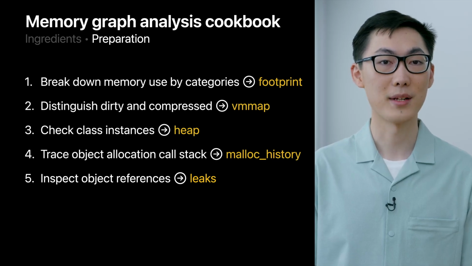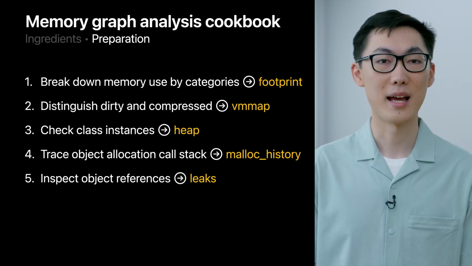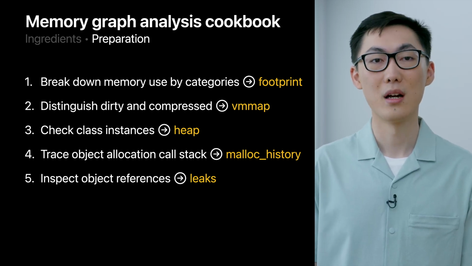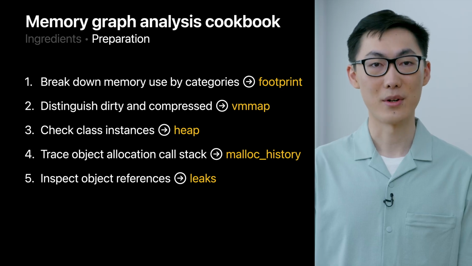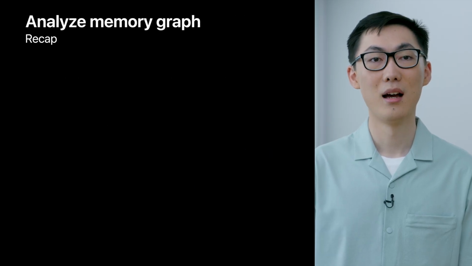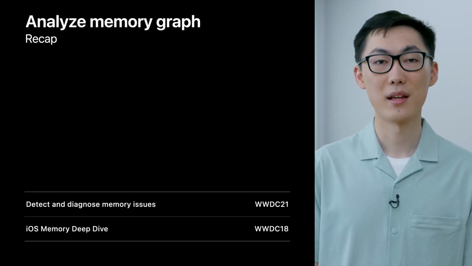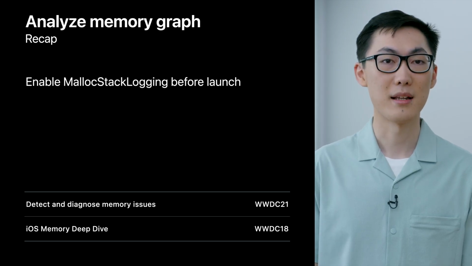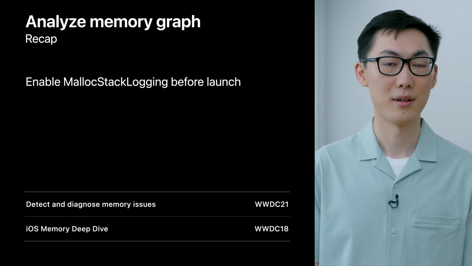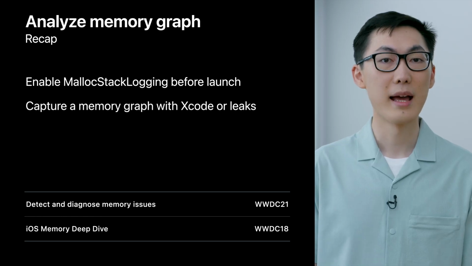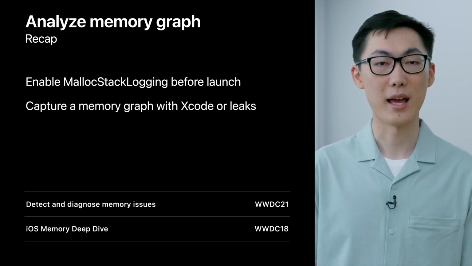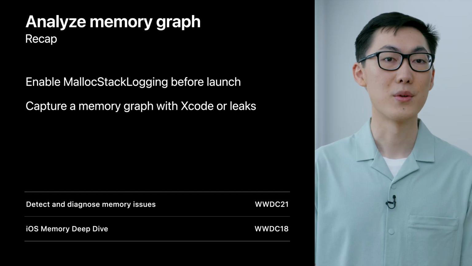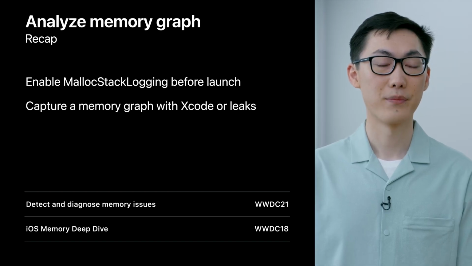In this memory graph analysis cookbook, each step uses some specific tools. All of them work together to complete the analysis on a memory graph. To summarize, the first thing is to enable malloc stack logging when you expect to capture and analyze memory with a memory graph. Then, capture a memory graph with Xcode for your game, or alternatively, use the leaks tool for your Mac game.